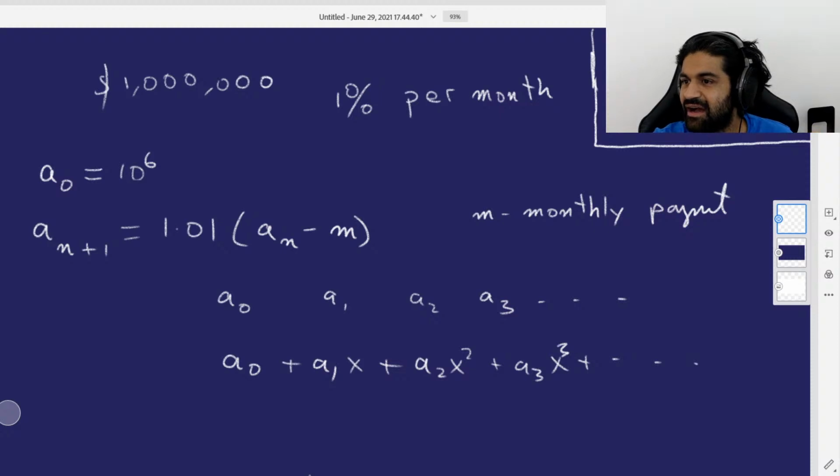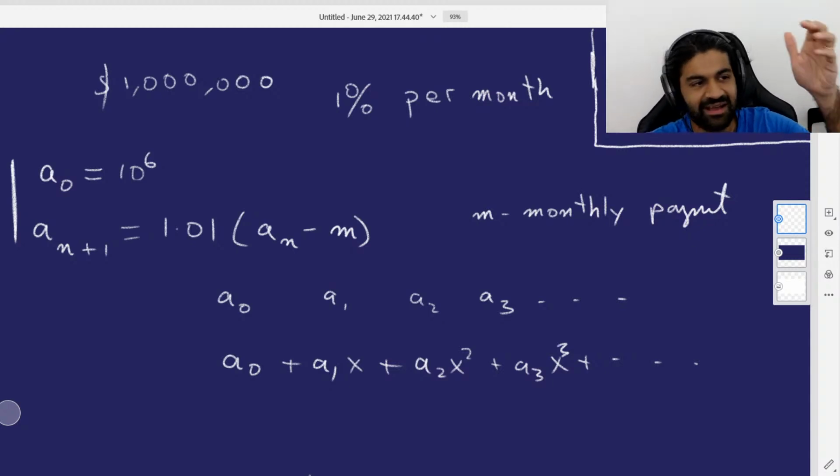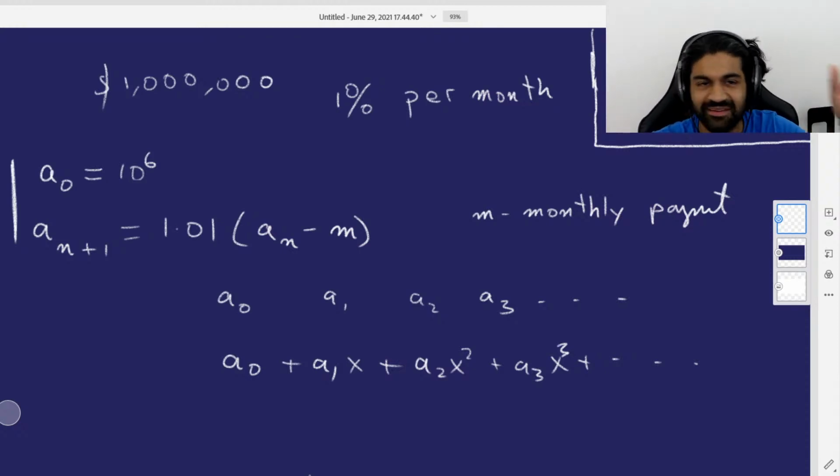We're trying to find M so that A30 is 0. That's absolutely true, Mohammed. But also what we are doing, when we're done, we should have a direct formula that should tell us how much we have left in the mortgage every month. So basically we have this recurrence, and what we're after at the end of the day is an explicit formula, so a formula that will, if I give you the month, just tell me what it is.